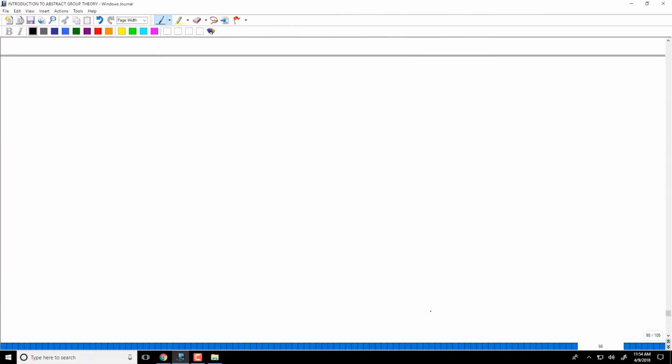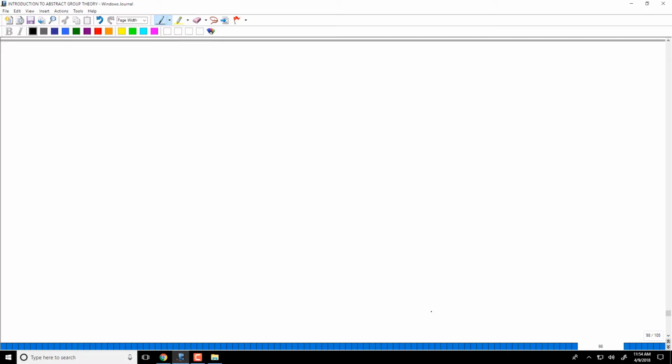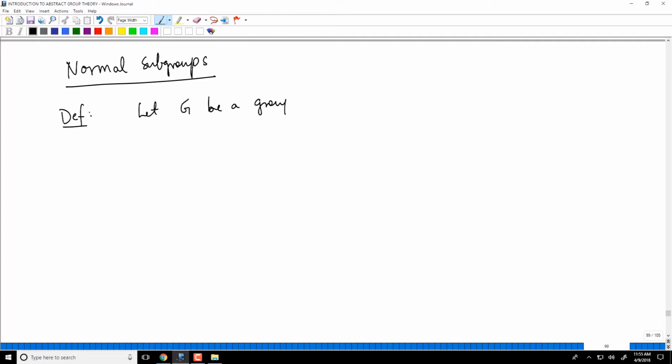Okay, so with that, let me now define an important concept of normal subgroups, which is related to both the notion of subgroups and group homomorphisms. So the definition is, let G be a group. A normal subgroup H of G is a subgroup.